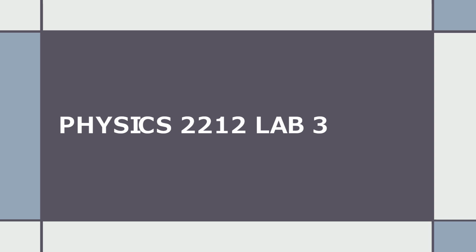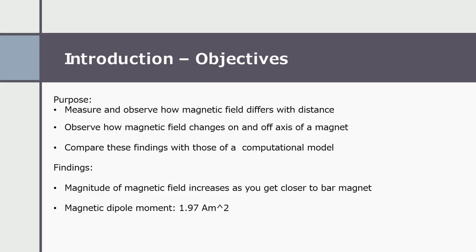This is my physics report for Lab 3. So, an introduction and objectives to this lab. The purpose was to measure and observe how the magnetic field differs with distance. I did this both on and off axis of a magnet using a magnetometer on my phone, and I compared these findings with that of a computational model.